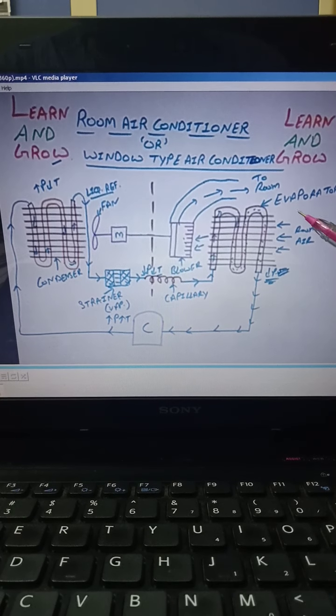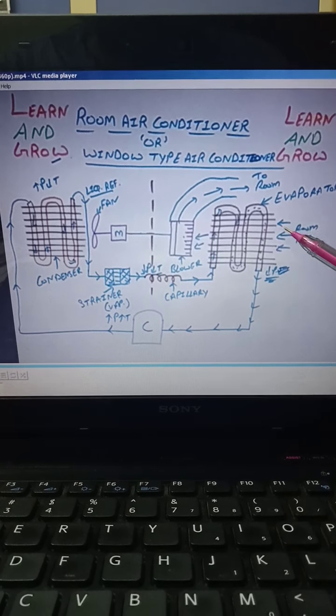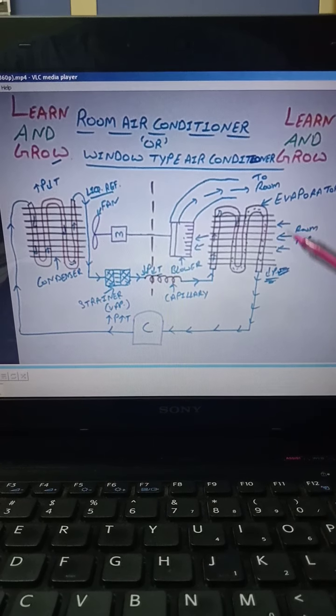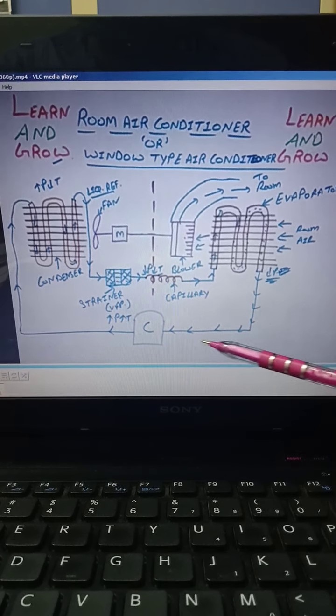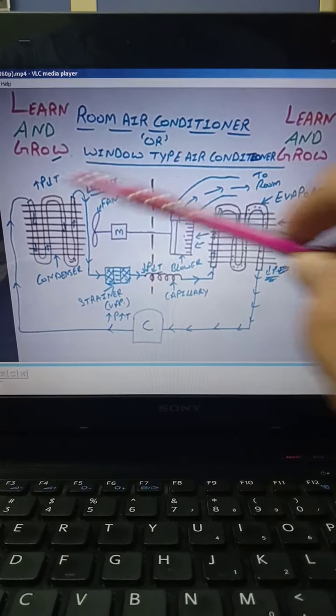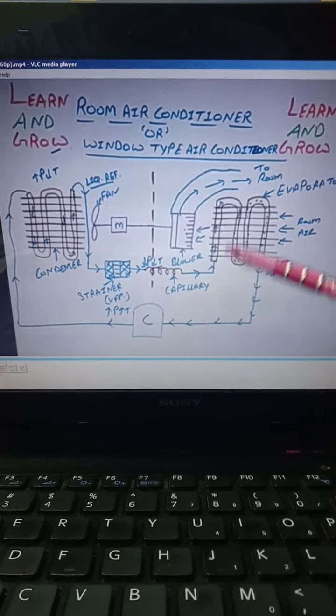So in the evaporator, what happens? The atmospheric air, whatever air is there surrounding, the heat of that is transferred to the refrigerant, and from here the refrigerant starts flowing. So totally there will be connections in the three different areas.